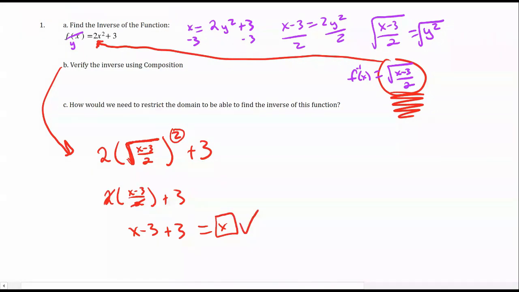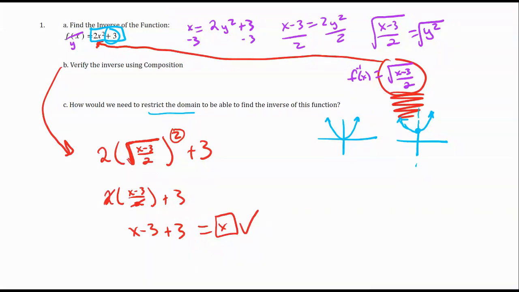That is the inverse. Now, how do we restrict the domain to be able to find the inverse of this function? Well, really what we're doing here is that this equation here is a quadratic, and that quadratic is shifted up 3 units and then stretched. So really it is going to look something like this. To restrict the domain, we need to find the vertex or the center and restrict it just to one side.